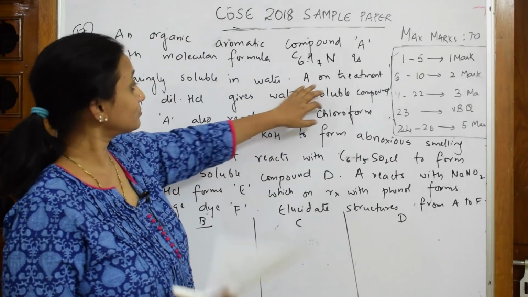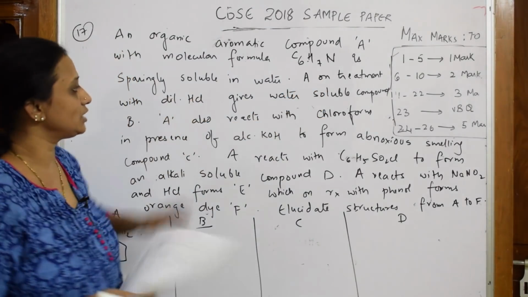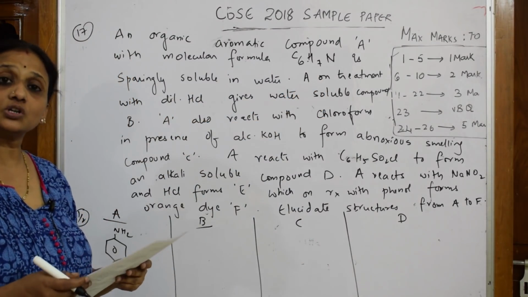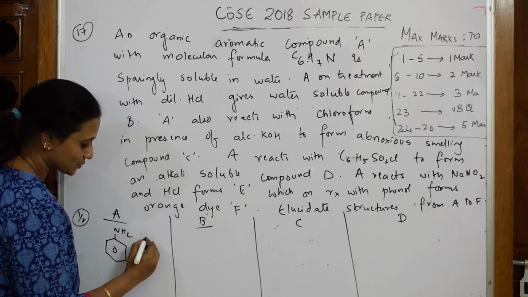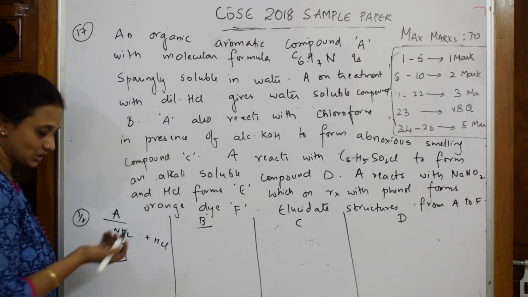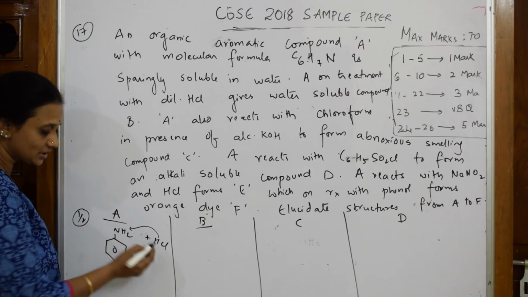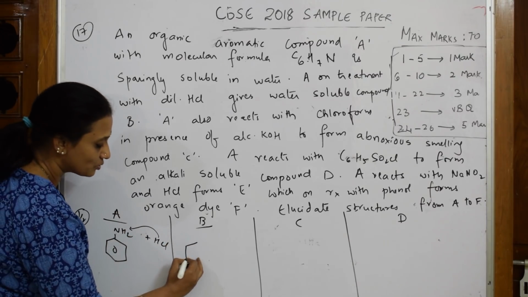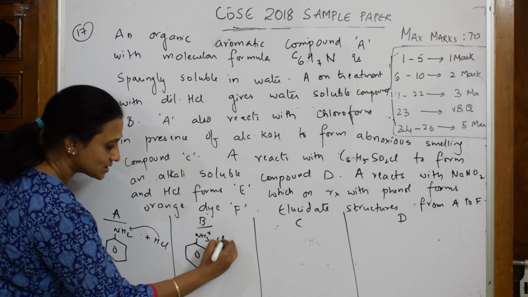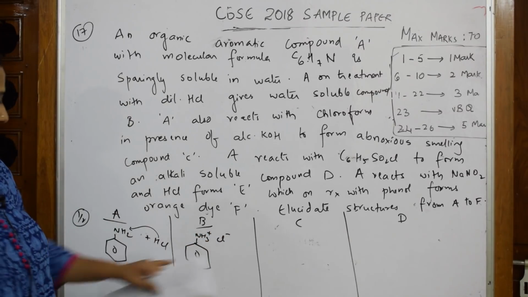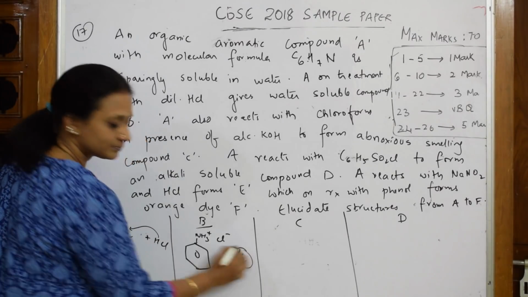Next they said, on treatment with dilute HCl it gives a water soluble compound. So I am treating this aniline with dilute HCl. Now what happens? This shifts here and this becomes minus. So the compound B would be NH3 plus Cl minus. Again I will be getting half mark here.